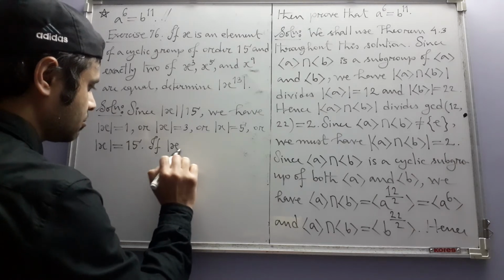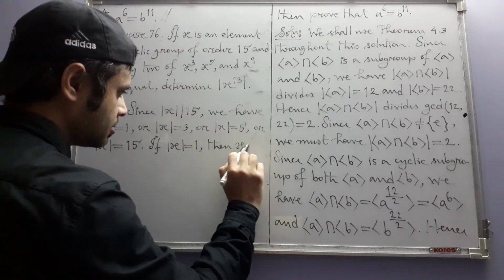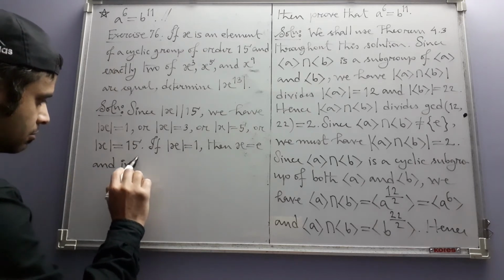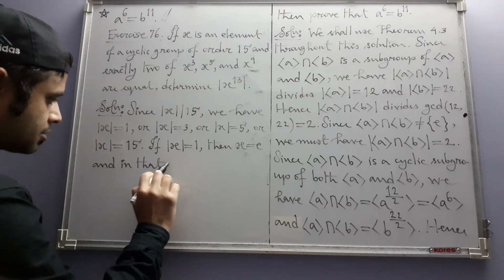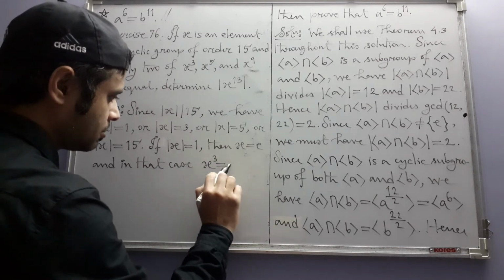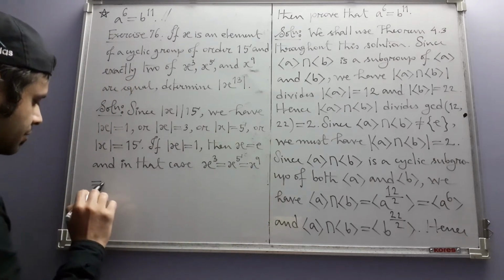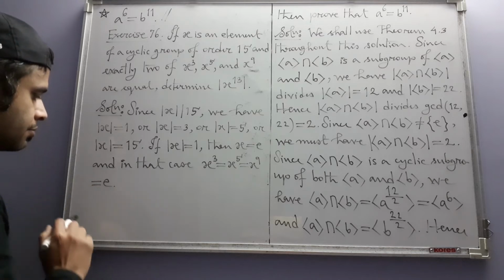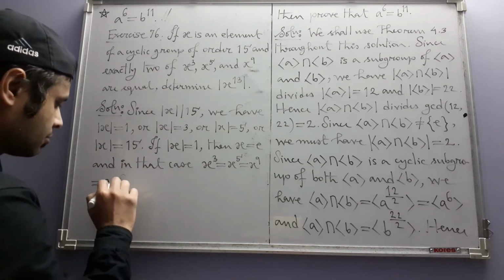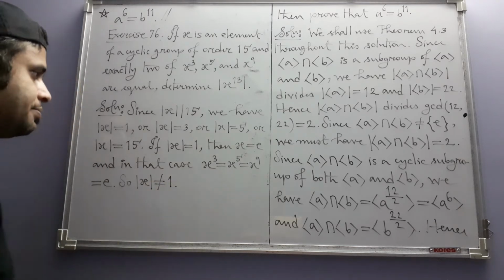If order of x is equal to 1, then the only possibility is that x has to be the identity, and in that case x cube, x to the power 5 and x to the power 9, all of them are equal and all of them are equal to the identity, which contradicts the hypothesis that exactly 2 of them are equal. So order of x cannot be 1.